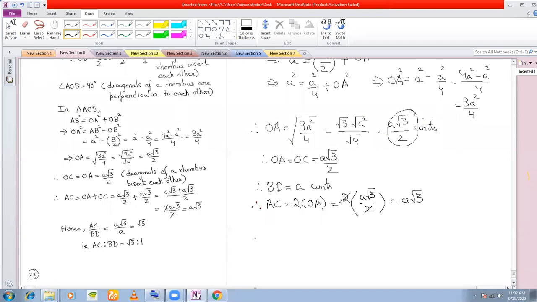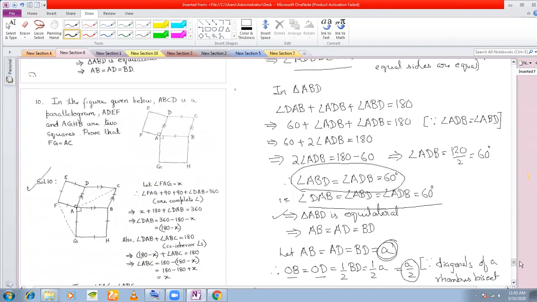So what is the ratio? We have to find the ratio AC is to BD. So what is AC by BD? AC by BD is A root 3 by A. So A and A cancel. You simply get root 3. So therefore, what is the ratio AC is to BD? Root 3 is to 1. Okay, any question here? Any question at this step? AC is equal to twice of OA. No question? Fine. Then we proceed to the next one.